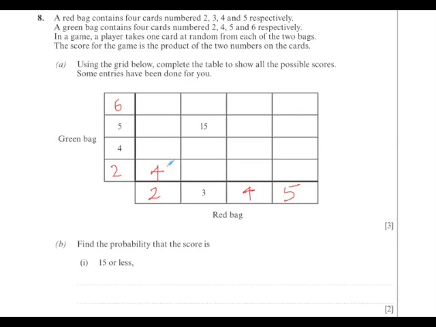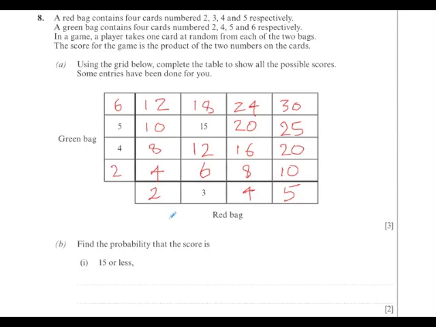2 times 2 is 4, 2 times 4 is 8, 2 times 5 is 10, 2 times 6 is 12, 3 times 2 is 6, 3 times 4 is 12, 3 times 6 is 18, 4 times 2 is 8, 4 times 4 is 16, 4 times 5 is 20, 4 times 6 is 24, 5 times 2 is 10, 5 times 4 is 20, 5 times 5 is 25, and 5 times 6 is 30.